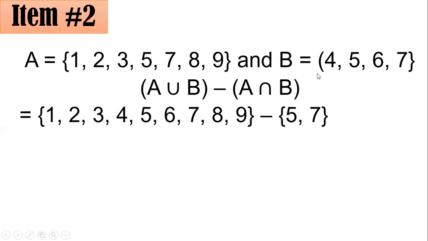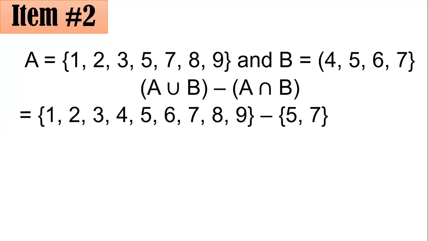And since you still have the other set, you have 4. It's not yet placed here, so you have to place here 4. You also have 6. So A union B is 1, 2, 3, 4, 5, 6, 7, 8, 9. And their intersection, when we speak about intersection, it's the common elements of these two sets. We could see that both of them contain 5 and 7. So A intersection B is 5, 7.